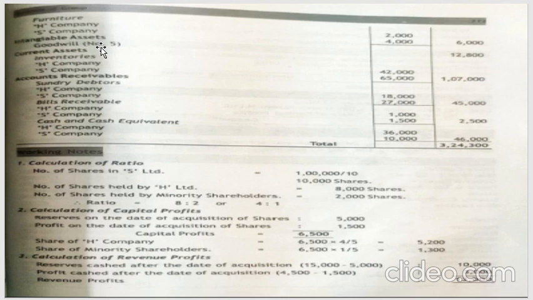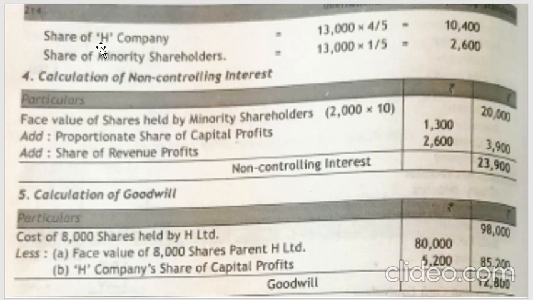So which is 3,000 rupees. So 10,000 plus 3,000, which will give you 13,000, which is your revenue profit. This revenue profit will be divided between H and minority shareholders. So 13,000 into the ratio 4 by 5 will give you 10,400, and 13,000 into 1 by 5 will give you 2,600. It's the share of minority shareholders.